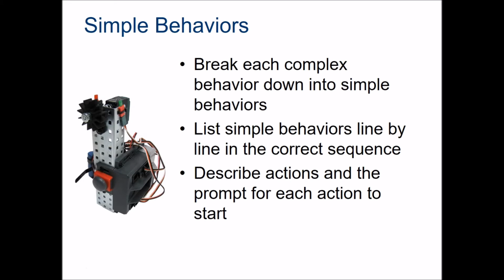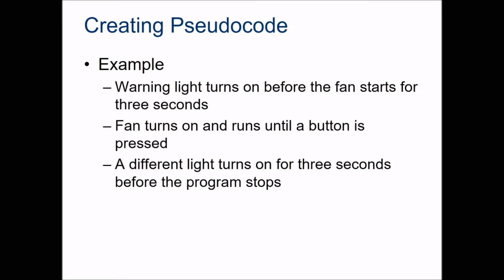So what's the order of events here? You want to describe the actions and the prompt for each action to start. For example, we have a warning light that turns on before the fan starts for 3 seconds. So before the fan starts is going to be like the timing, and how long is it going to last and what's going to happen. Another example is a fan turns on, and then what does it do? Well, it runs until a button is pressed. And then you have a different light turns on for 3 seconds before the program stops.